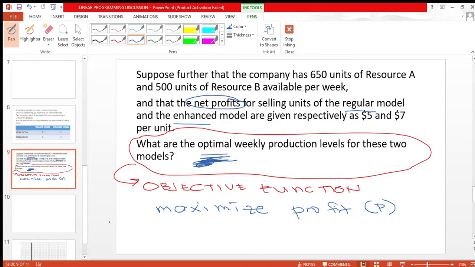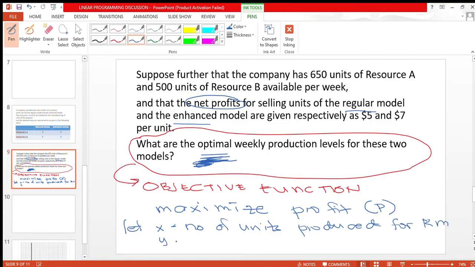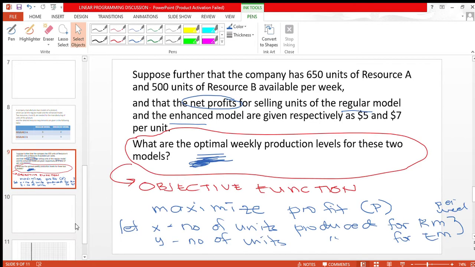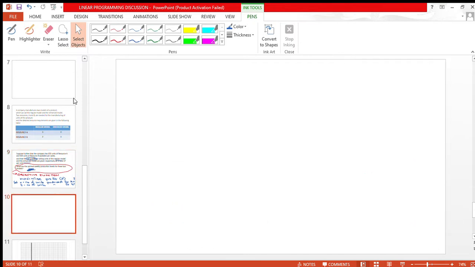So we can let X be the number of units produced for our regular model. And then we can have Y be the number of units produced for our enhanced model. Of course, for both, this will be on a weekly basis. And because of that, we are now ready to write down our objective function.